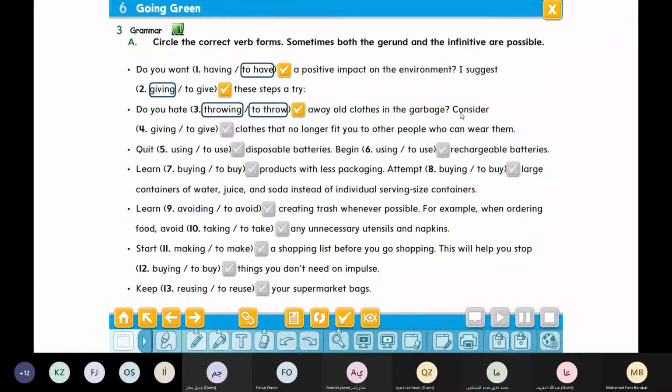Consider. Look at your books. You will find that consider comes with what? With gerunds. Consider what? Giving clothes. Consider giving clothes that no longer fit you to other people who can wear them. Number 3, who can continue?